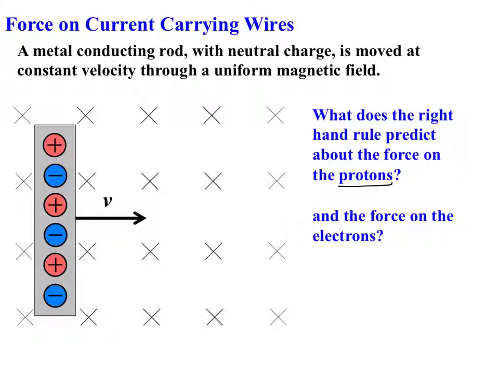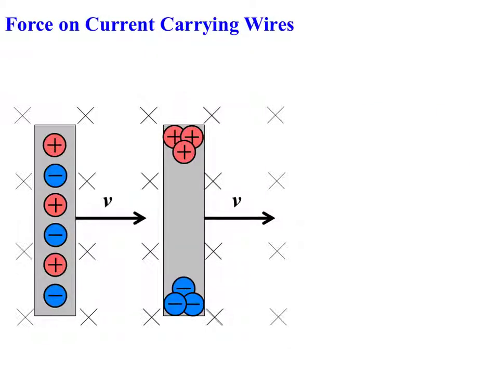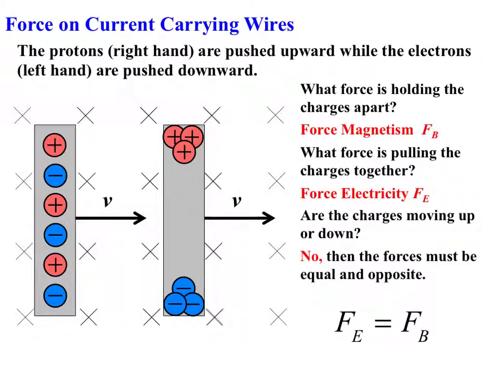on the protons due to the magnetic field. And then there's a downward force on the electrons due to the magnetic field. So these forces are actually going to separate the protons and electrons. So a force of magnetism is going to separate them, but we know that positives and negatives are attracted to each other, so the force of electricity is going to attract them or try to pull them together. But if these charges are not accelerating anywhere, then the forces must be equal and opposite.